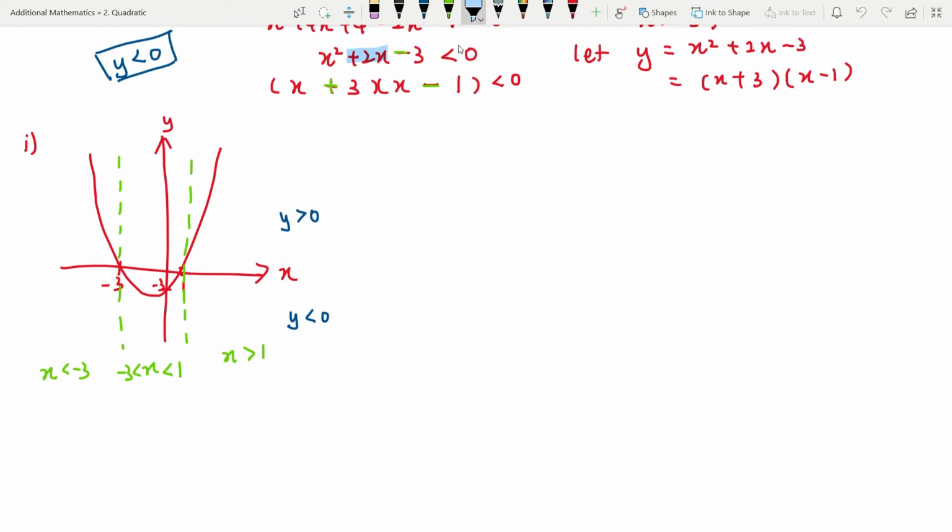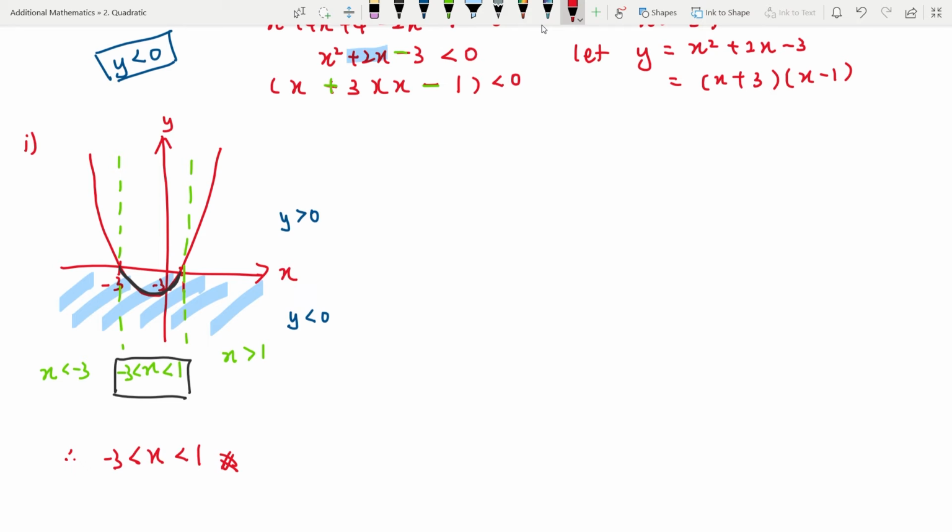We need to find the range of values of x where y is less than 0. This is the section we are looking for. And the part of the curve that lies in this area is this part, which is x is between -3 and 1. Therefore, our answer will be x is between -3 and 1.